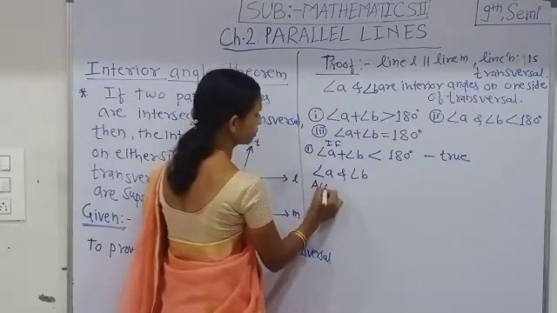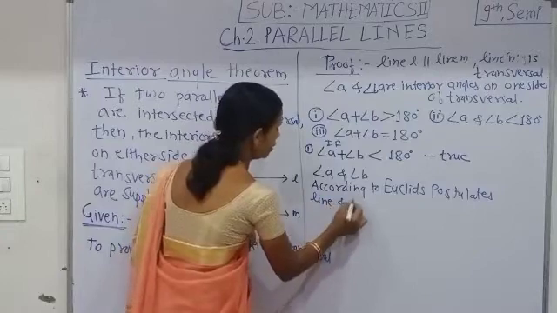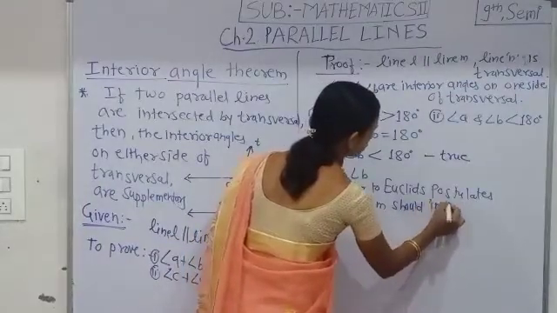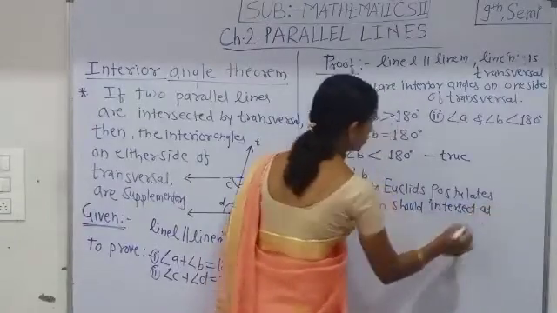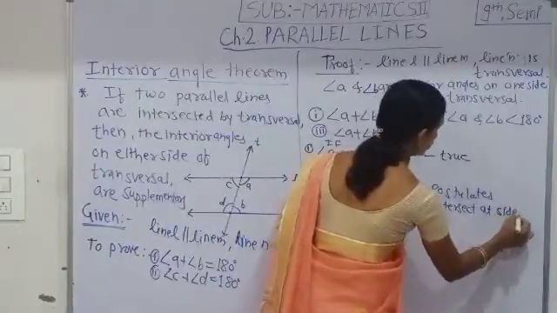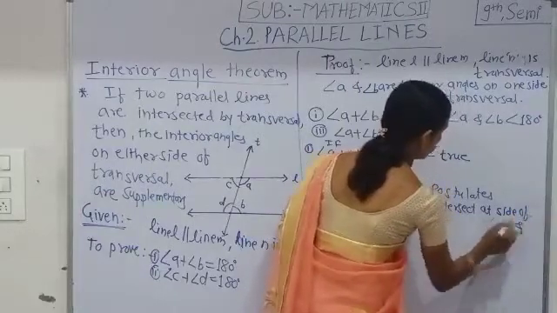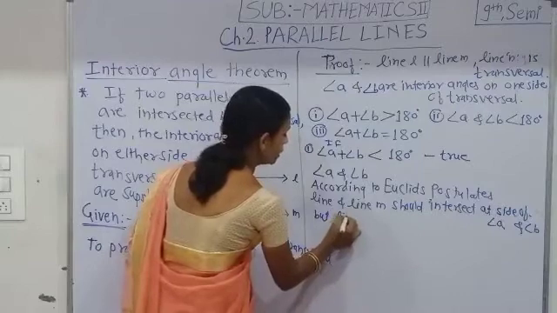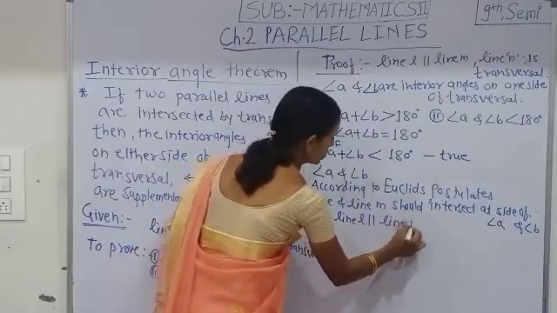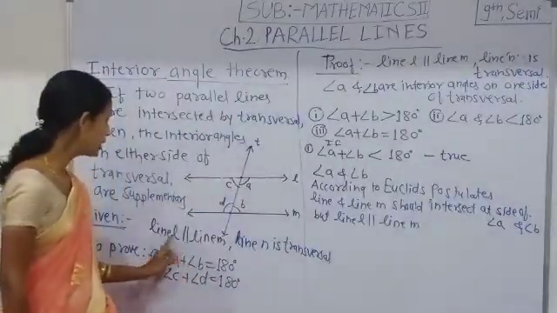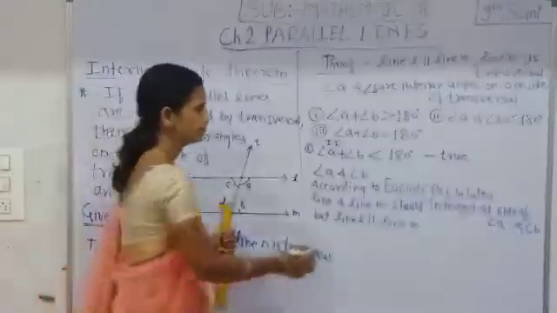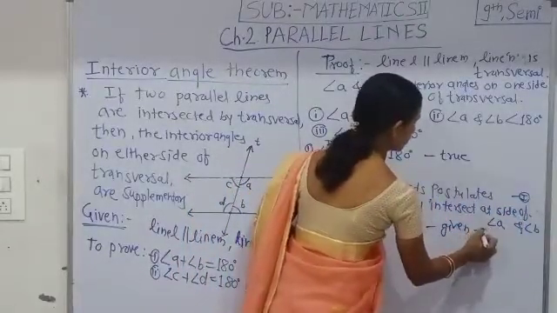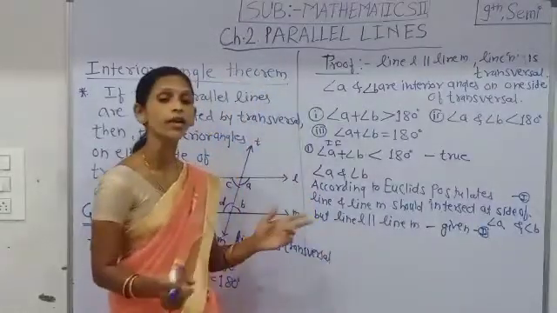According to Euclid's postulate, line L and line M should intersect on the side of angle A and angle B. But line L is parallel to line M. Why? Because it is given that line L is parallel to line M. So this statement and that statement are contradictory.